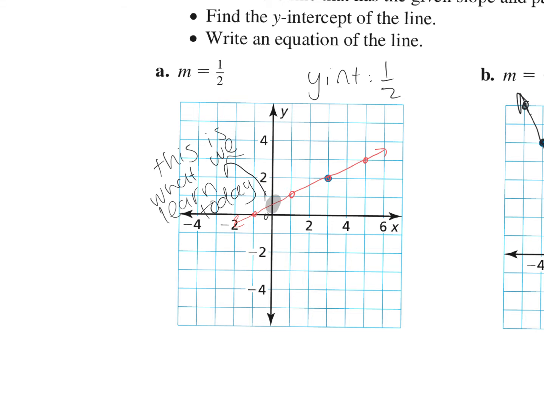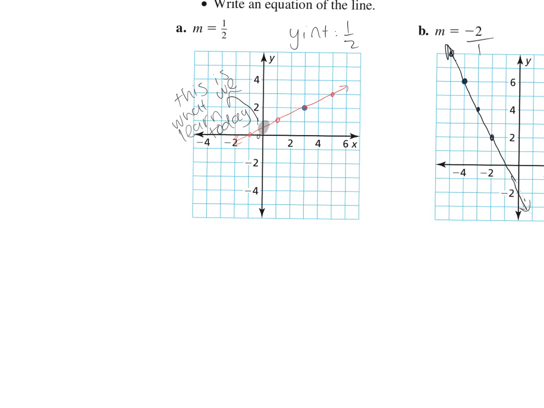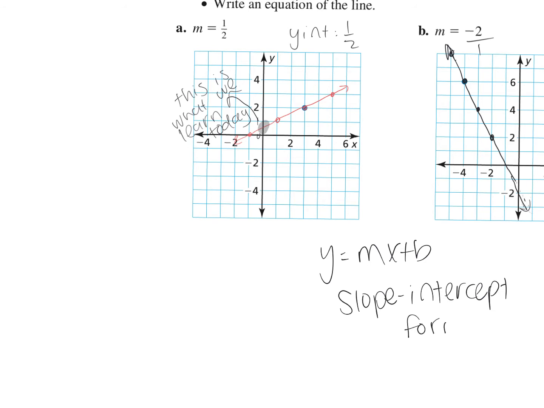Now, that means that we learn a new form, okay? Do you guys remember the form that we used all of last lesson? We used it all of last lesson. What form was it? Y equals mx plus b. And that form had a name. It's called slope intercept form. Okay? We are learning a new form today.